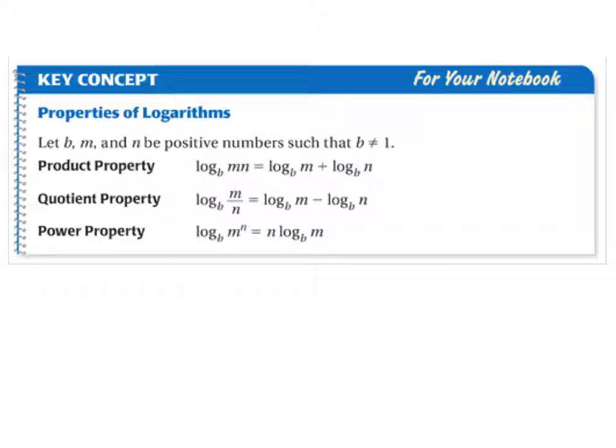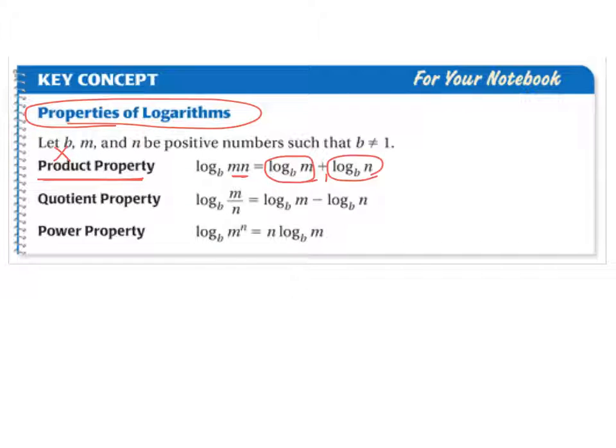All right, let's do some rules. This is the important part. This is what we're learning this lesson. So these are properties or rules of logarithms. I have a product property. Remember, product is multiplication. I know that if I have log base b of two things multiplied, I can separate them into log base b of one plus log base b of another.